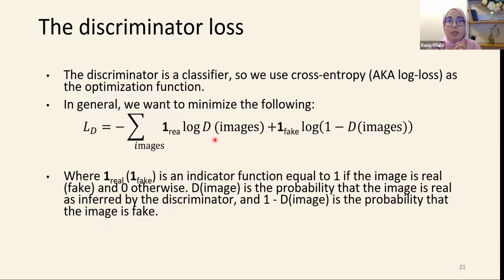What is this D of images that we are using here? This is the probability that the image is real as inferred by the discriminator, because the letter D means the discriminator is telling you that this image is real. Now if we want the opposite, the probability that it's fake, it's 1 minus the probability that it is real. This is the idea, and this is what we need to minimize. So we need to minimize this function.